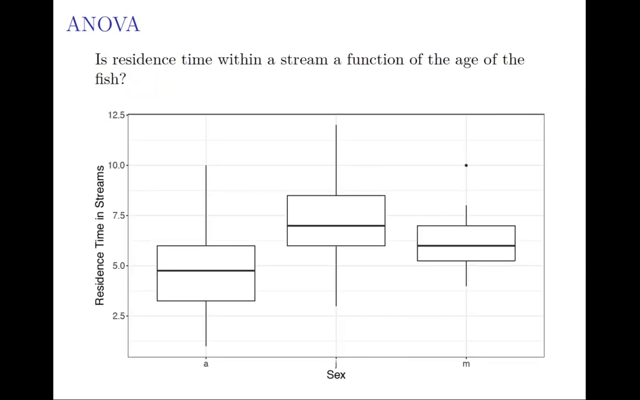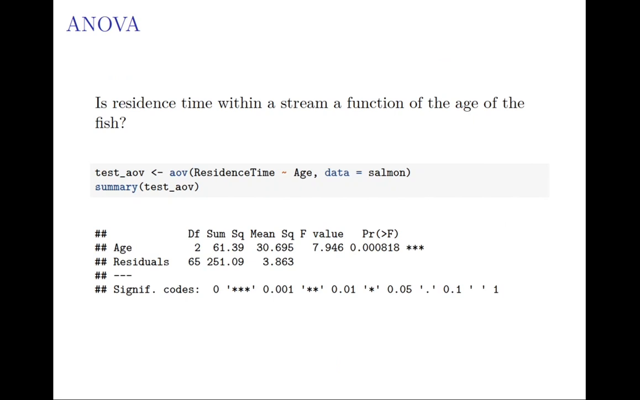Okay, so with our data, we're going to ask the question, is residence time within a stream a function of the age of the fish? So here we have adult fish, juvenile fish, and moderate aged fish. And you can see that, again, potentially looks like there's a difference in the distributions of this data with residence time, but we'll have to test to find out. And so here is the code, is residence time a function of age? And then we do a summary of that model output. And here you can see that, yes, age significantly predicts residence time.